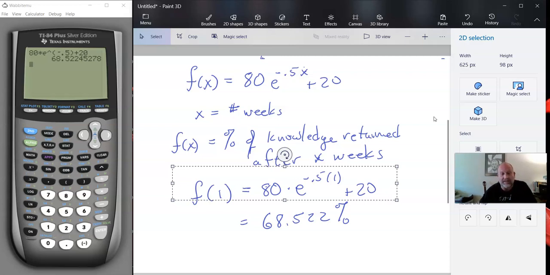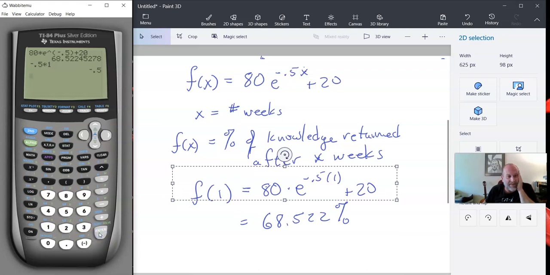So if I'm going to calculate something like this, what I really need to be able to do is follow the order of operations. And there's no parentheses here, but we do have an operation up in the exponents. So that needs to go first. So negative 0.5 times 1. So you would do that first. If it was another number, well, then you would multiply that first. Okay, so now we got that. Now we need e to that answer, whatever we get.